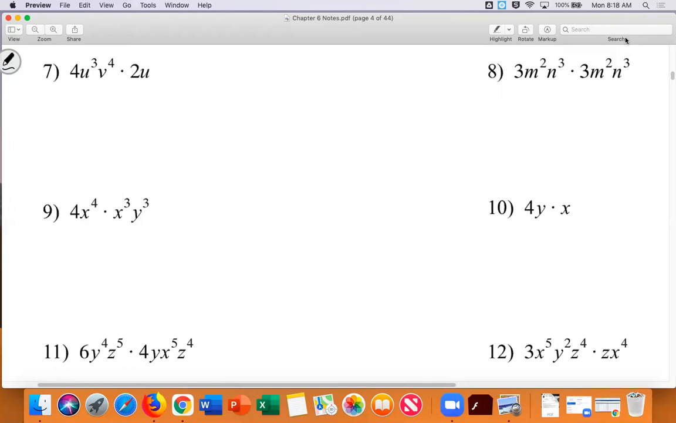All right, Emma, let's look at number 7. In number 7, we have 3 parts. We have numbers, U's, and V's. Agreed? Now, what's 4 times 2? 8. U to the what power? To the 4th. Because we have 3 here in the front, and then we have 1 in the back. So 3 plus 1 is 4. And V to the what power, Emma? 4th. Perfect.